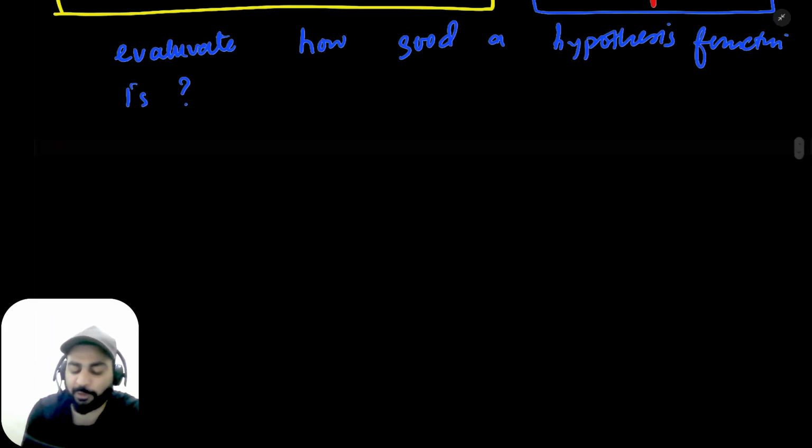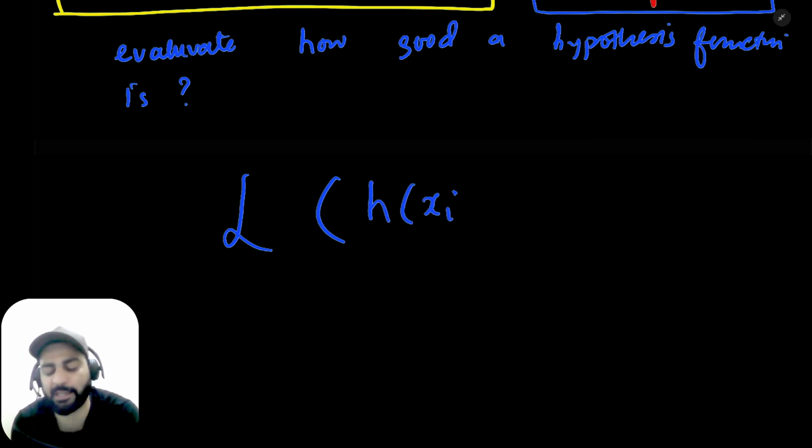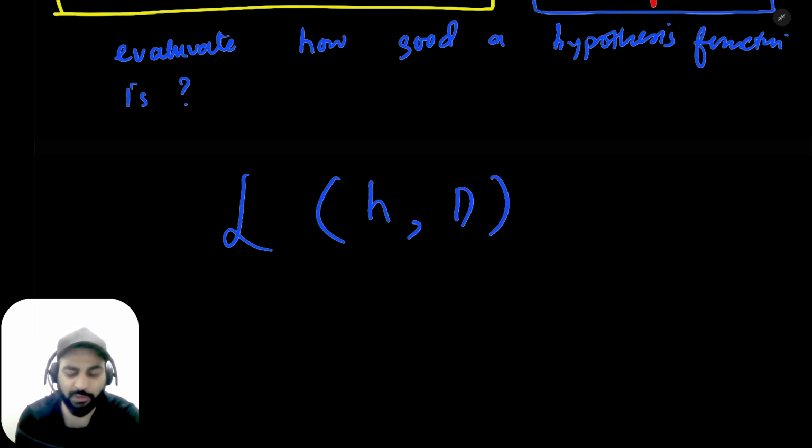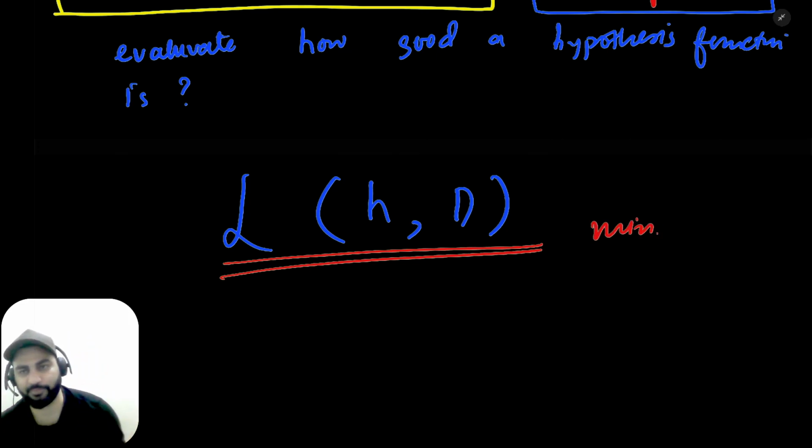How will I do that? For example, I'll call this loss function L. Let's suppose I chose some h, and I give it points xi which belong to the data set. I can write it like this: L of h comma D. Here h is my hypothesis, and D means I test it on the whole data set. This is what I want to get minimized. I want my loss to be very small. And how do we define loss?